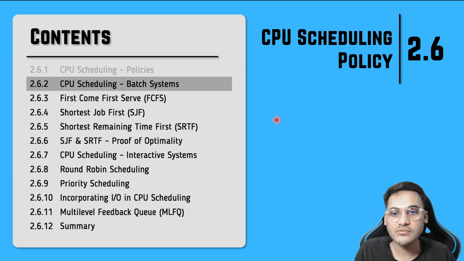So starting from this video, we are going to look at the first type of computing environment, that is batch systems. We'll spend some time understanding batch systems, what the goals of these kinds of systems are, what scheduling metrics have to be kept in mind, and finally, based on these goals and metrics, which policies are suitable, right? And after that we will move on to the next type of systems, that is interactive systems, and then its policies. So in this video, let's start studying the batch systems and the scheduling policies.